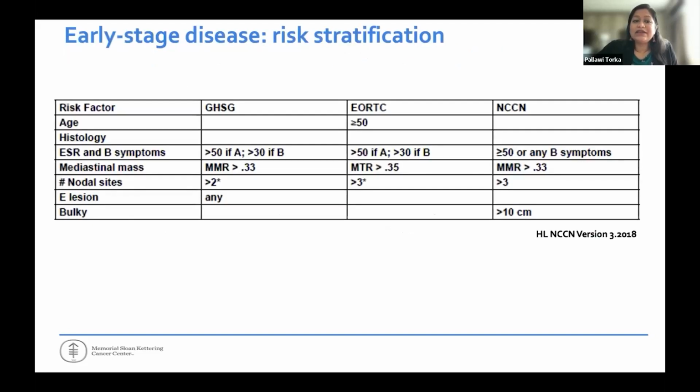So this is again a reminder of the risk stratification slide. Why I put up this slide in addition to the previous slide is that everybody is using their own risk stratification. So depending on which group study you are reading, whether it's the German group or the EORTC group, you kind of have to be mindful of what risk stratification they used. So even for me, who sees a lot of Hodgkin lymphoma, every time I have a patient with early stage Hodgkin lymphoma, I just look. I cannot rely on my memory to remember all this. I just look and make sure which pathway I'm going to use.